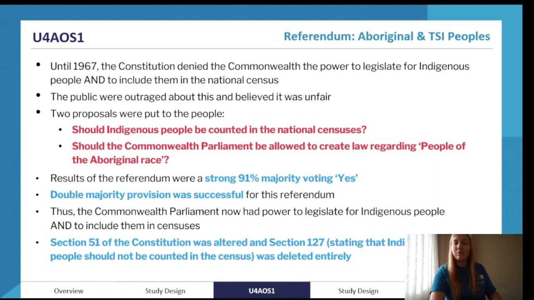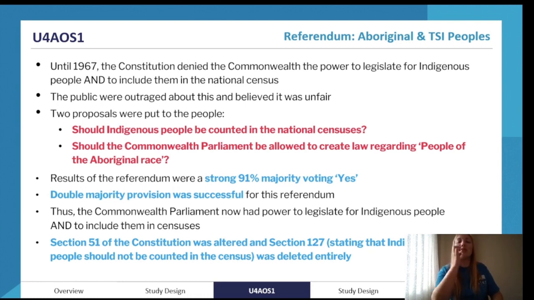So therefore, the Commonwealth Parliament now had the power both to legislate for Indigenous people and to include them in the censuses. And to do this, they changed Section 51 of the Constitution and Section 127. So, changing 51 and 127 allowed them to legislate for Indigenous peoples and include them in the national census.